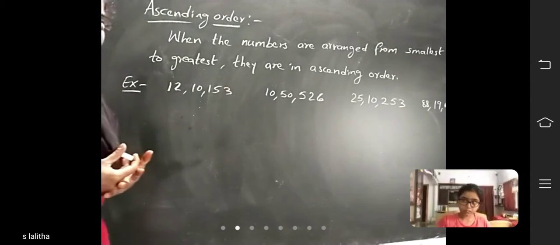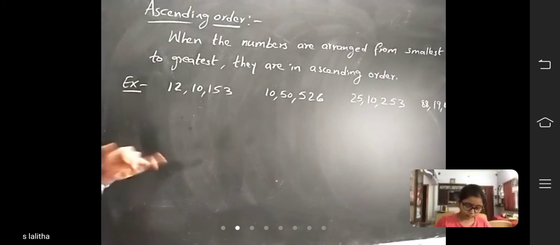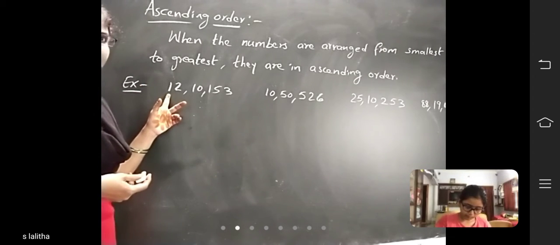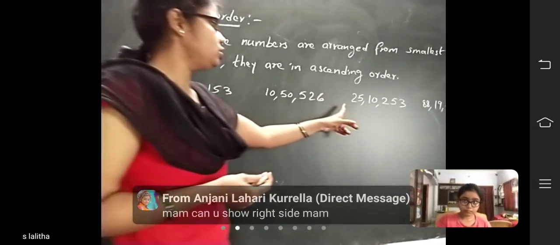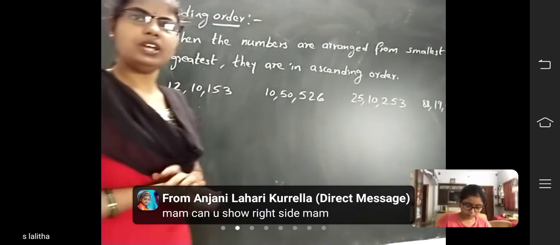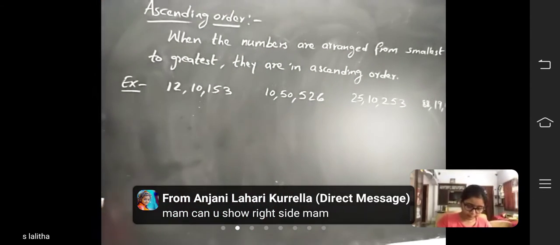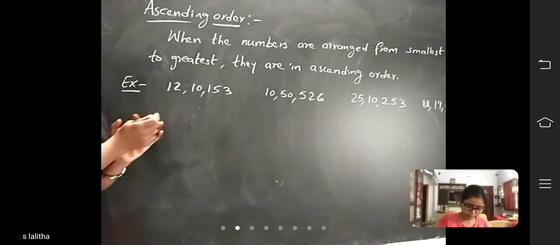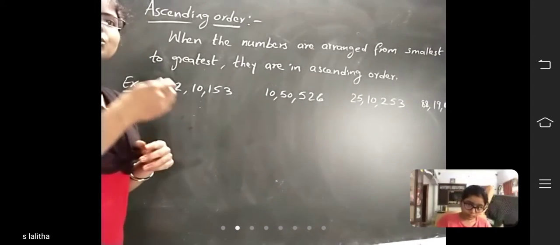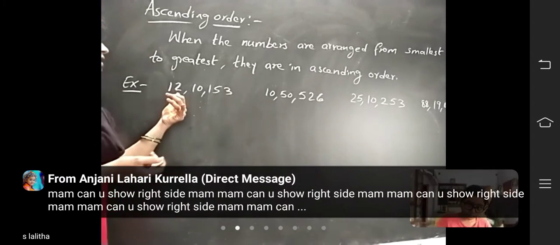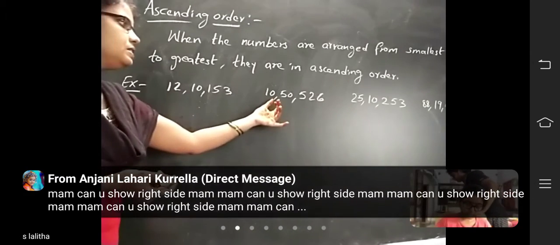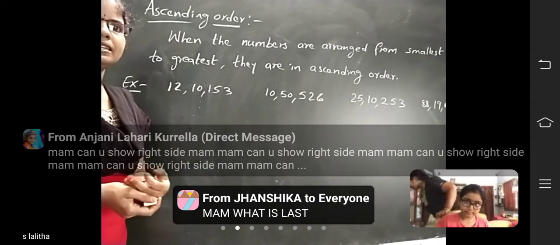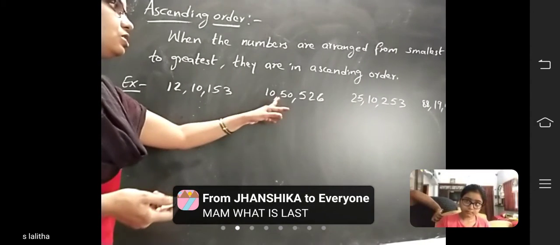Which is the highest place here? 10 lakhs. So in the 10 lakhs place here 1, 1, 2, 8. So which one is the smallest number? 1. So here two 1s are there. Okay. Now we have to move to the next place. What is the next place? Lakhs place. 2, 0. So which one is the smallest? 10 lakhs is the smallest. So first you should write here.